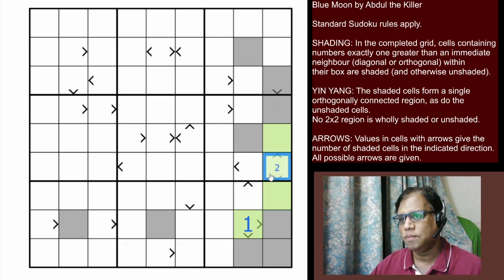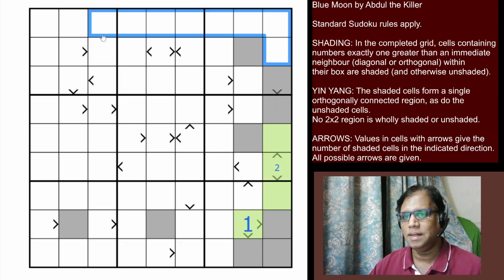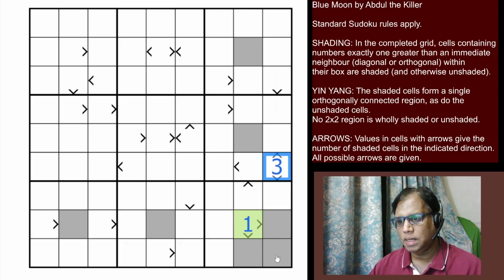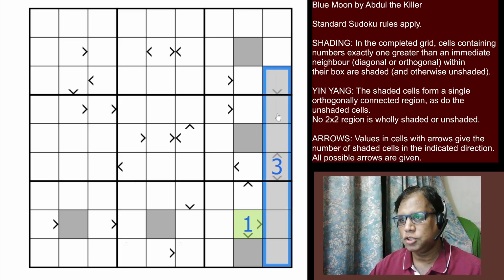Because this is only 2, and this cannot be more than 2 because there is 2 here. So to have some kind of unshaded, this must be 2, and there is unshaded. But then we have seen that in Yin Yang this is not allowed: you cannot have 2 strips of shading. Because this is shading, and then there will be unshaded here. So that's not possible. That means this cannot be 2. This must be 3, and that means this region up to here must be shaded.